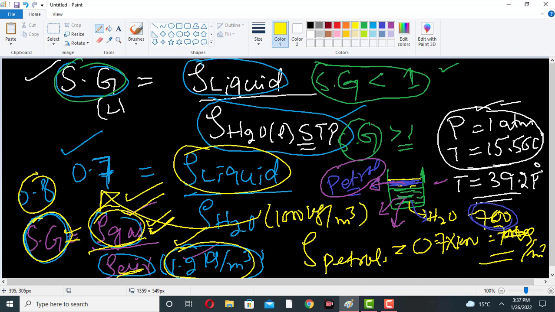So in this lecture we discussed some terms: specific gravity for liquid, density and other terms.